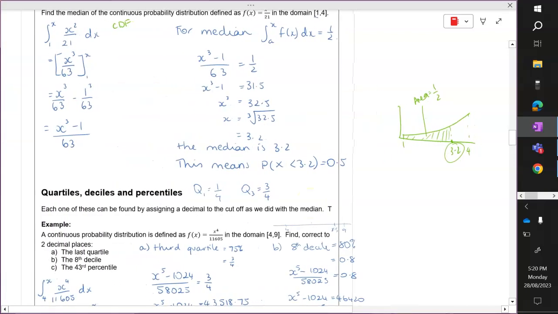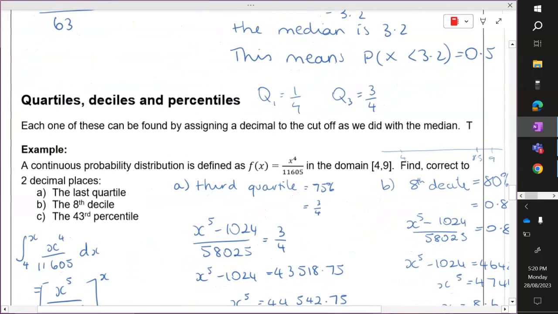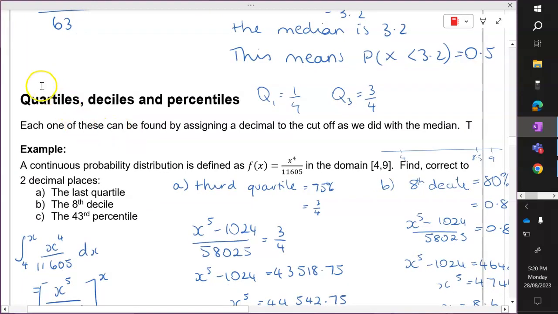Okay, let's have a look at the next one. Quartiles, deciles, and percentiles. Now, quartiles comes from the word quarter, which is 0.25. Deciles comes from the word decade, or groups of 10. So we're looking at 1/10 or 0.1s. And percentiles, well, they're percentages, aren't they? So they're out of 100, and they're 0.01s.